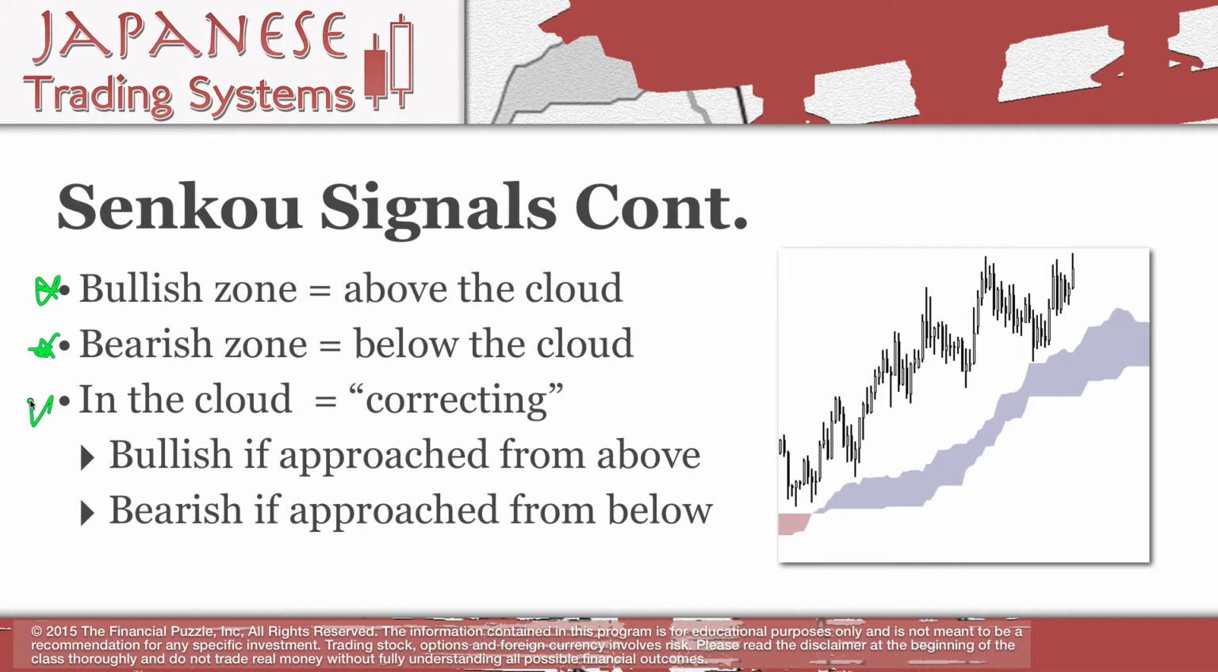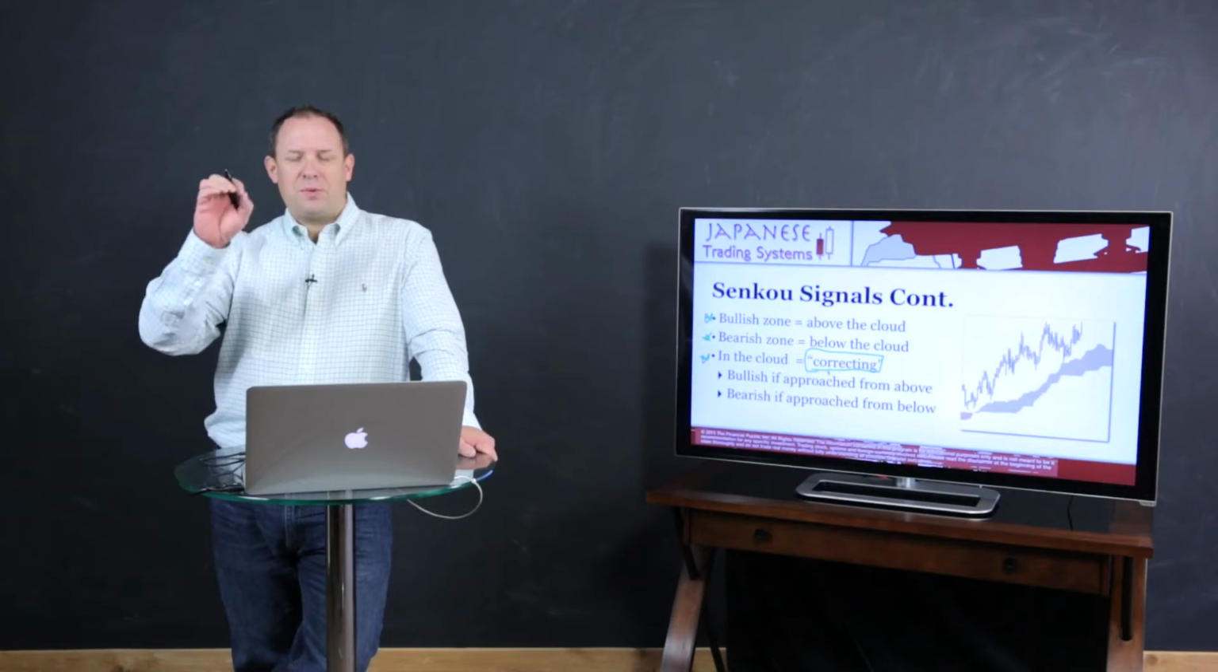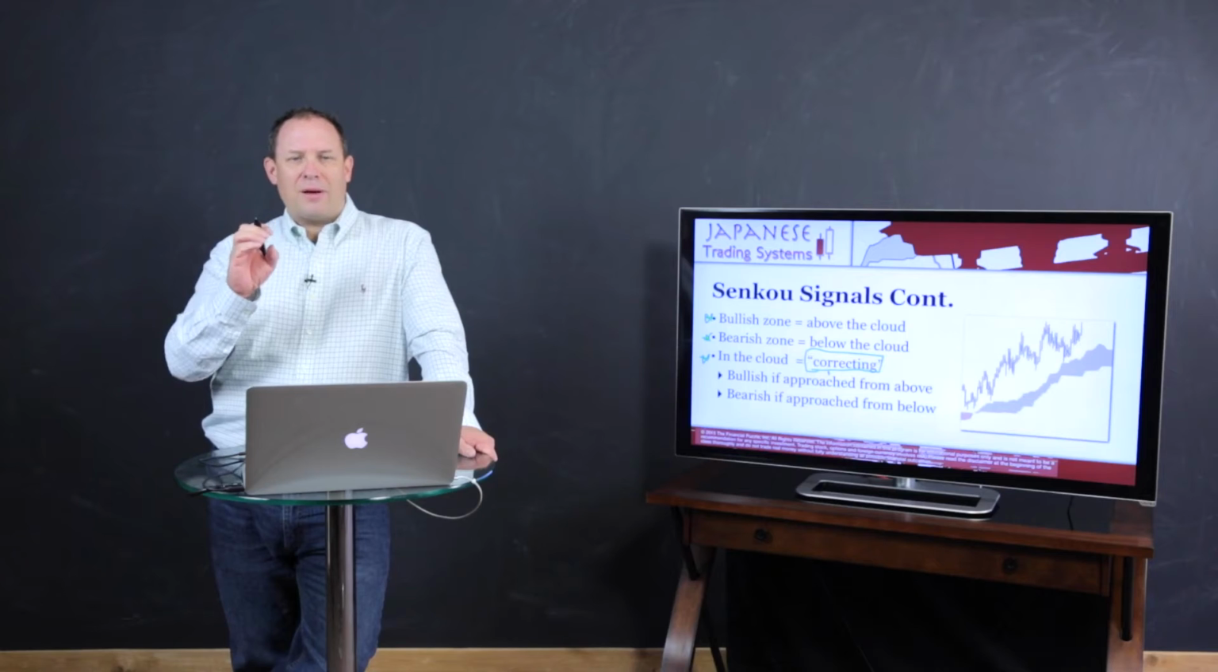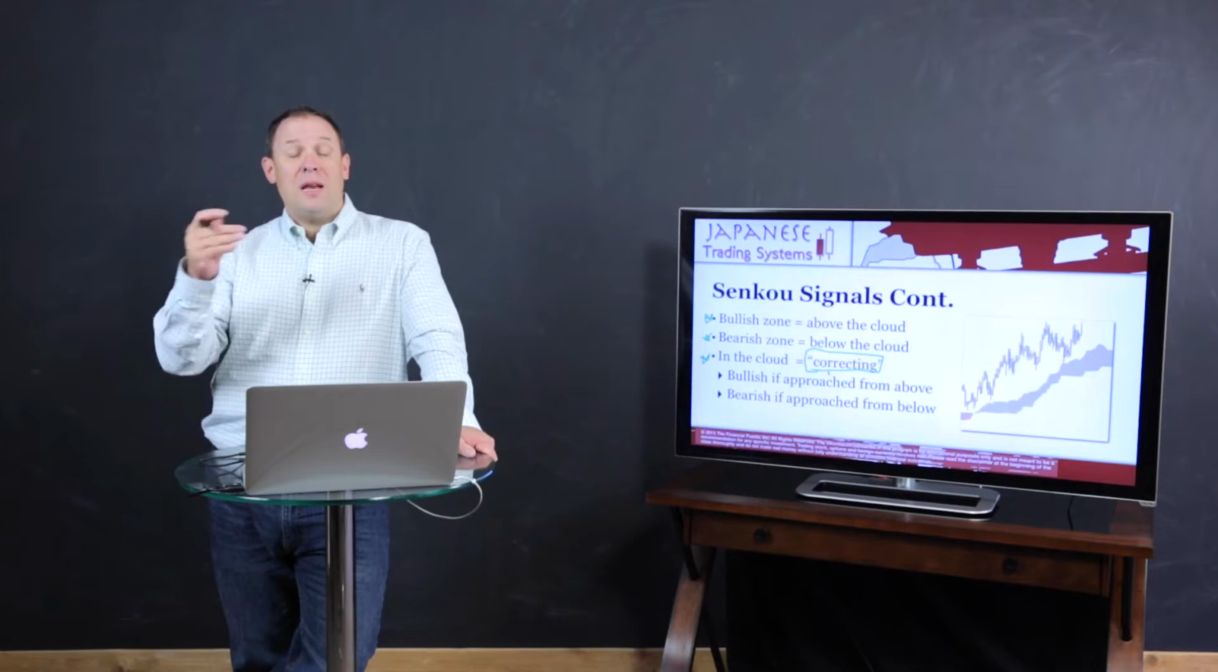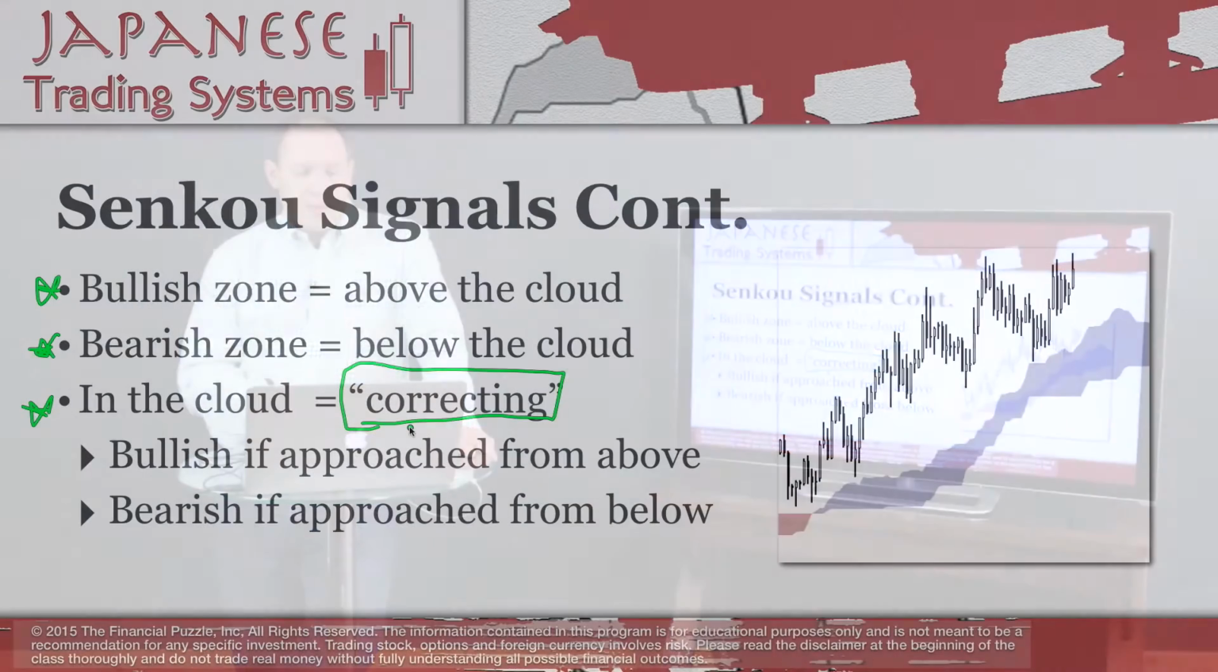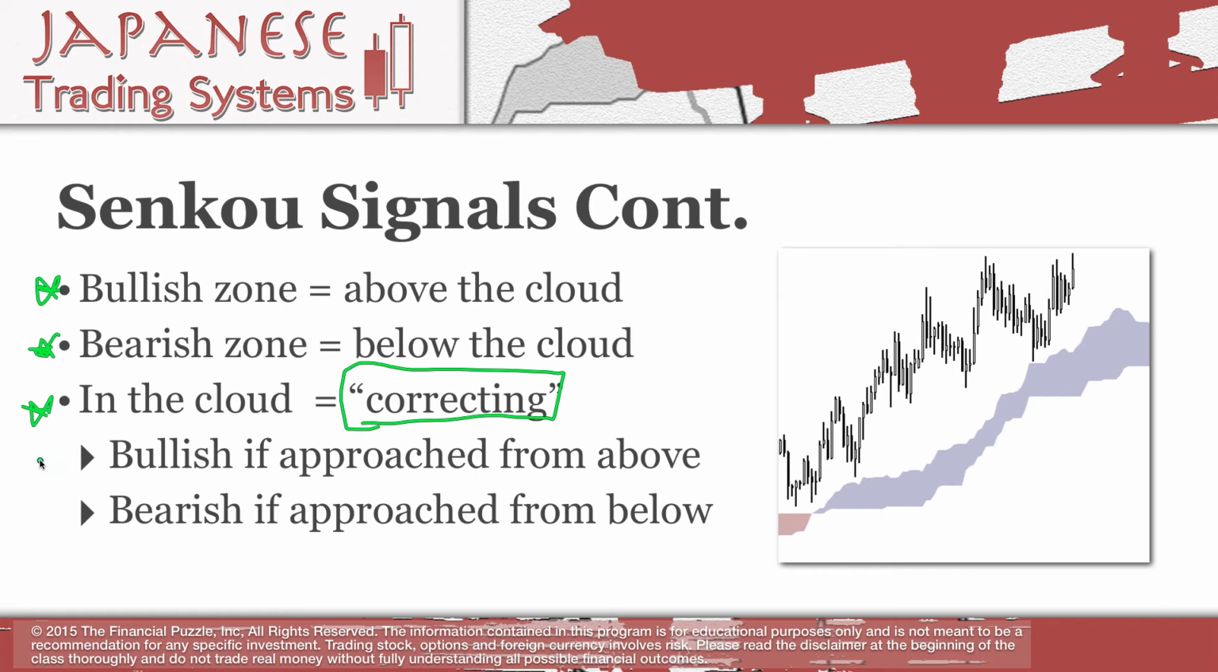Now, what happens when you've got price action that is in the cloud? What happens when the price action gets into the cloud? Well, this is when we are in a correction or a consolidation, however you choose to term it. In this particular case, if the price data is in the cloud, then you're neither bullish nor bearish. You're bullish in the cloud, even though you may be correcting. You're bullish if you approach it from the top, and you're bearish if you approach it from below.